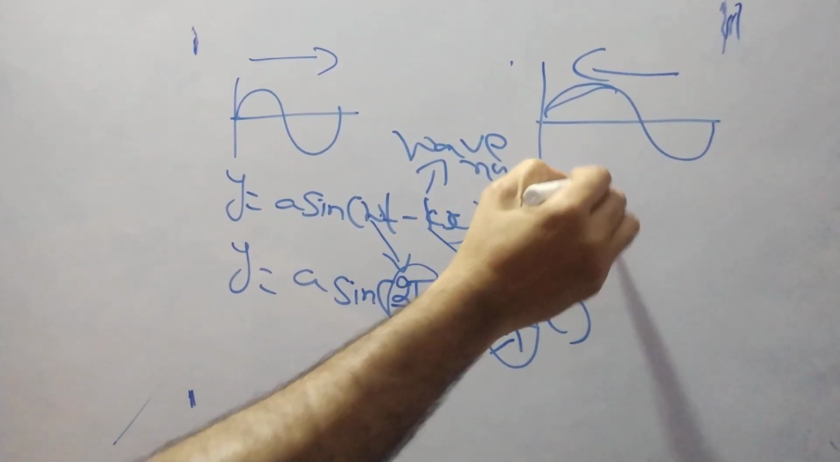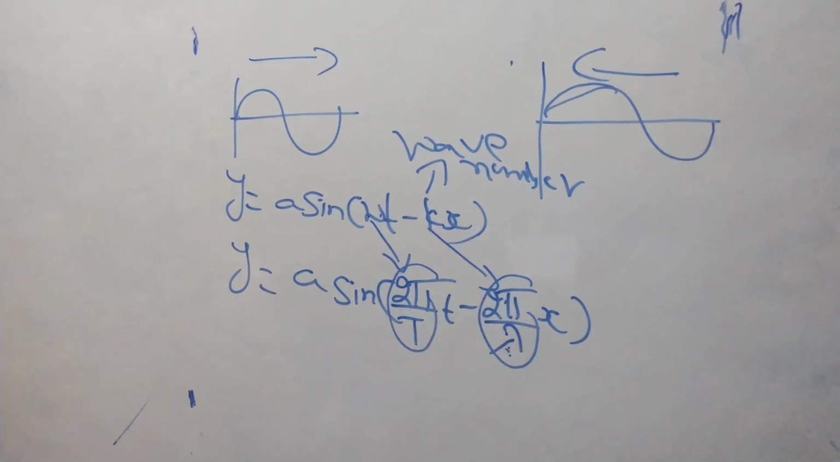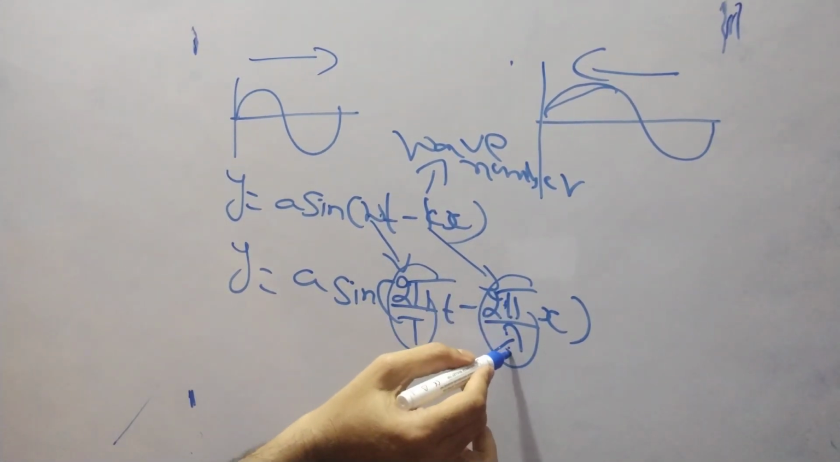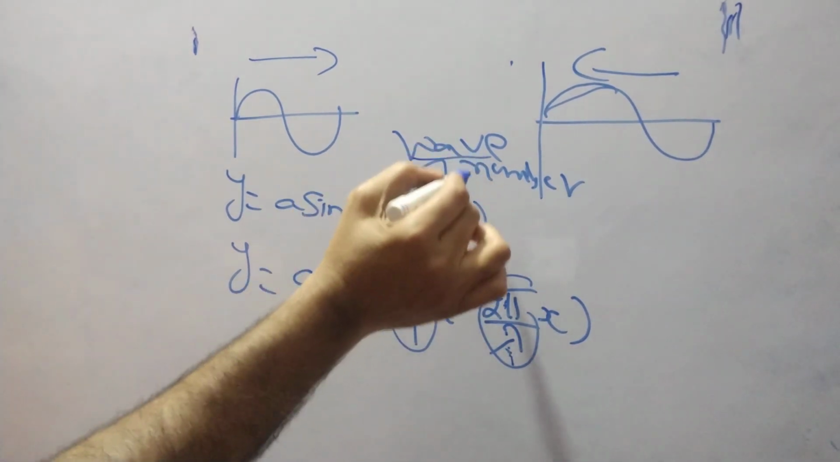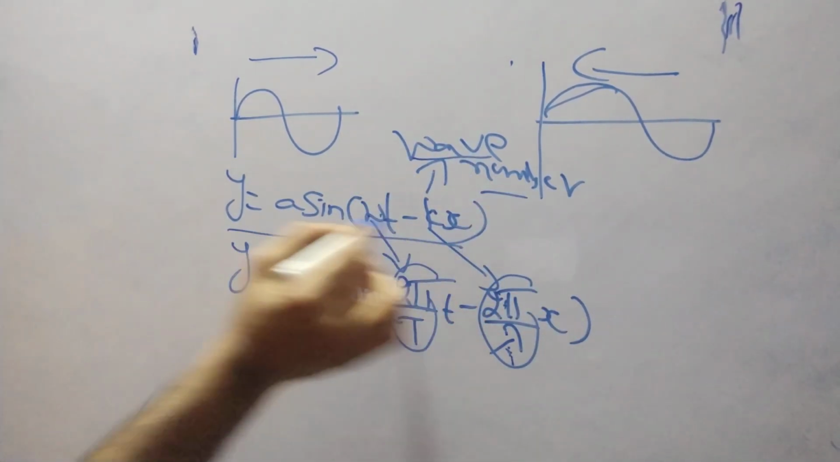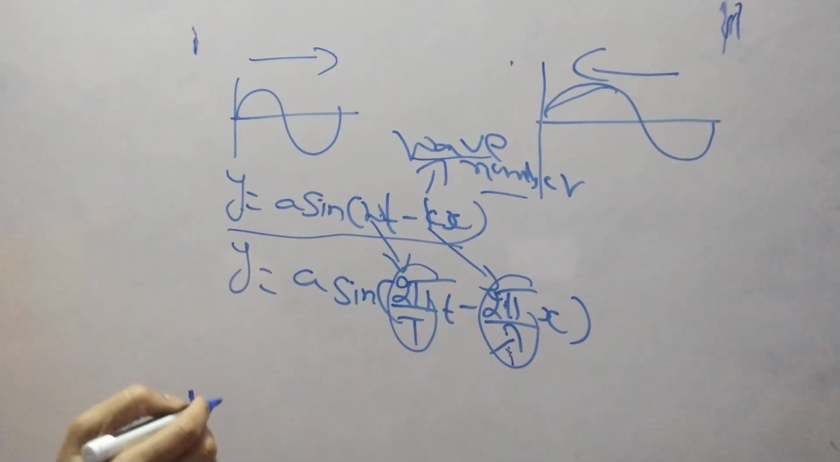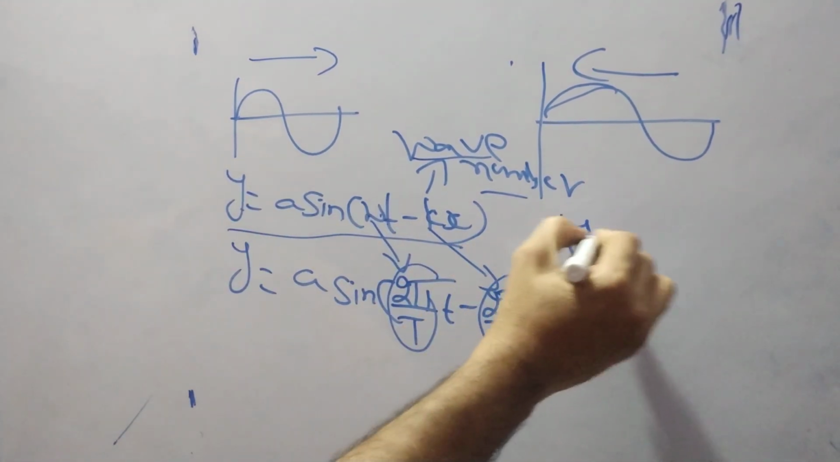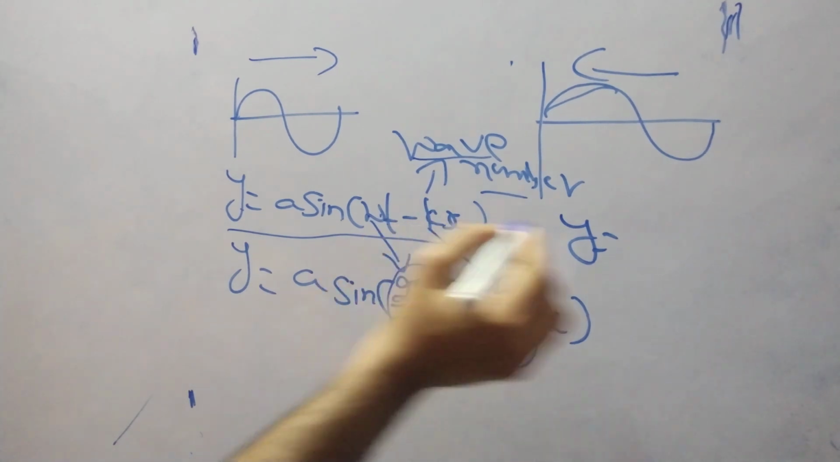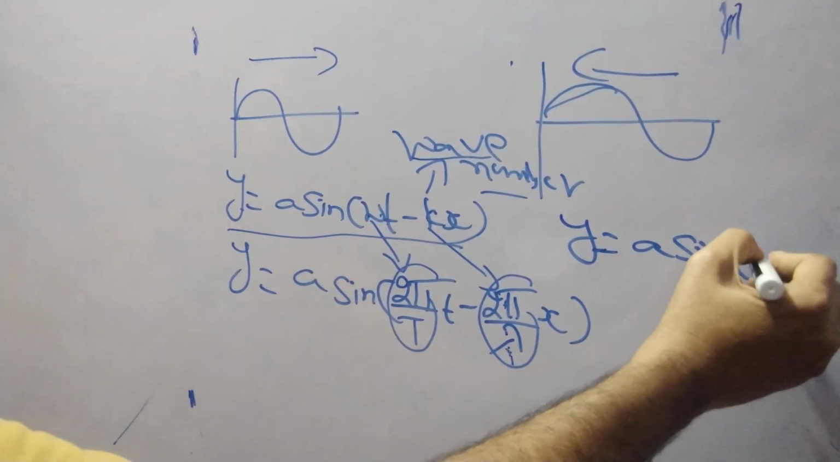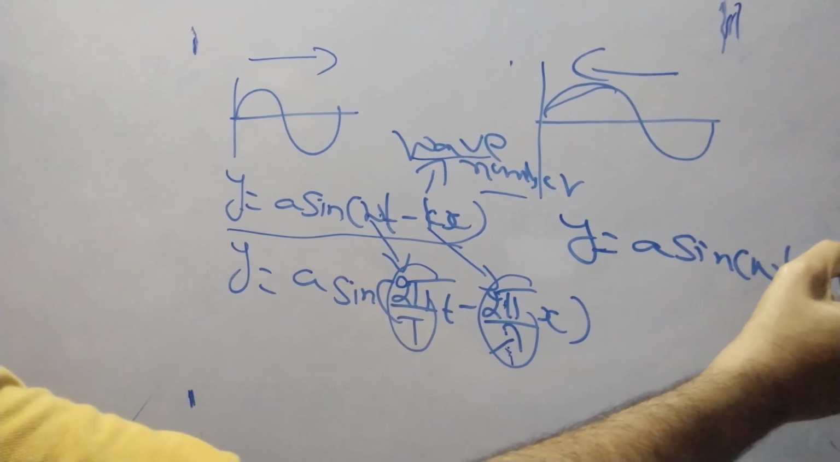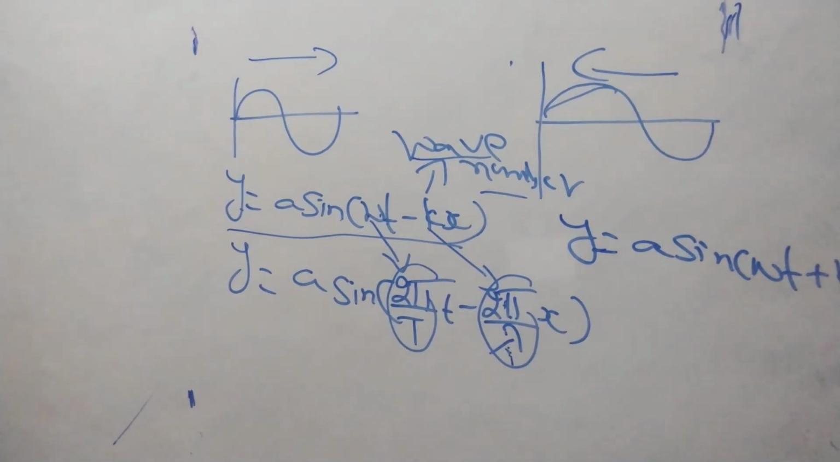It is the ratio of phase difference to path difference. 2 pi is the phase difference and lambda is the path difference. So that ratio is defined as the wave number. So your form is y equal to a sin (omega t minus kx). So what is the form here when the wave is moving in this direction? y equal to a sin (omega t plus kx), right?